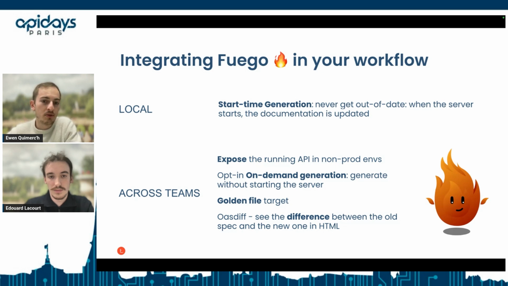And we encourage you to use a golden file mechanism to make sure that the other teams are using the correct and latest OpenAPI description. You can also use tools like OAS diff to see the difference between the old spec and the new one, which can easily be understandable, for example, by product owners.